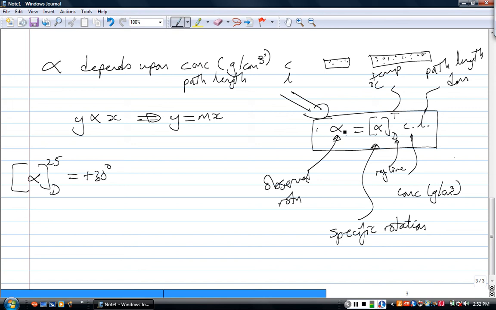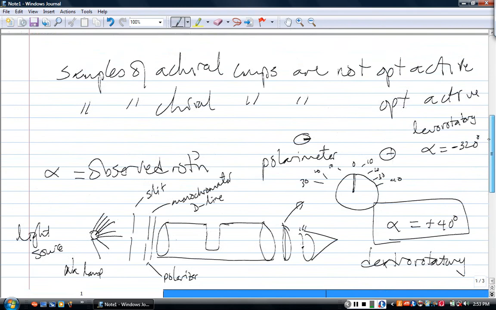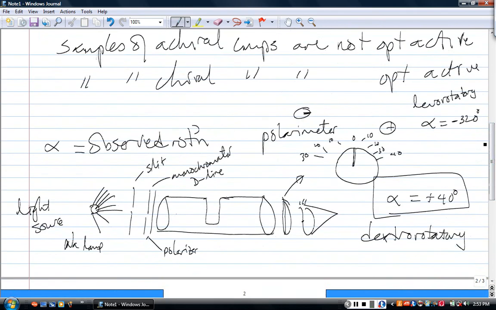So the alpha value, the observed rotation, can vary with the concentration and the path length, which is normally kept constant. But the alpha TD value is a constant at a given temperature. This is a constant, okay, that is unique to the compound. But that then gives us a hint as to how to solve our earlier problem, which is: is my sample plus 40 degrees or minus 320? And the answer is really very simple.